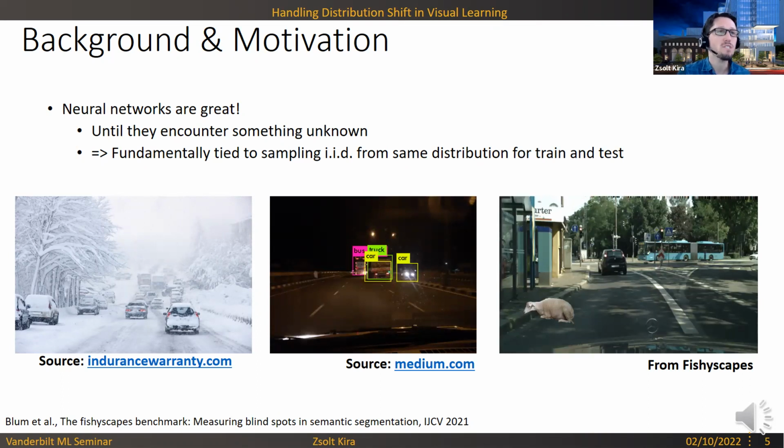This is actually an image on the right from a cool data set called Fishyscapes, where they insert all sorts of random objects like animals into roads. Again, these things are not reflected in the training set.